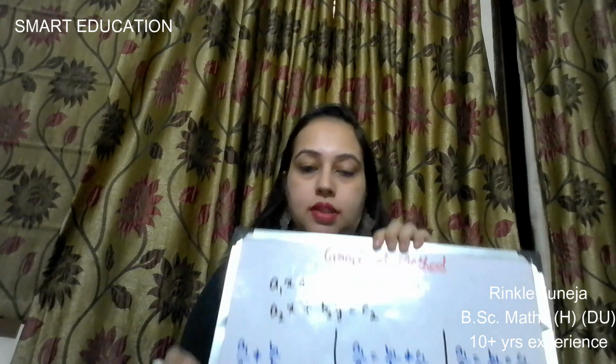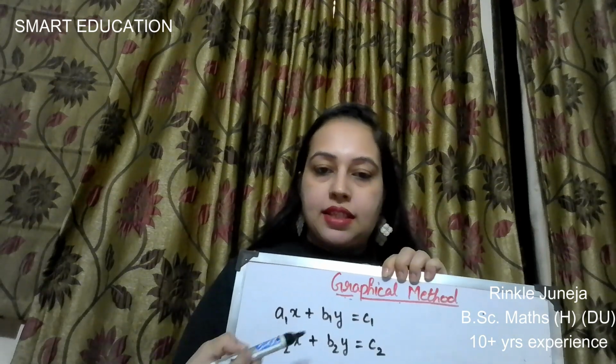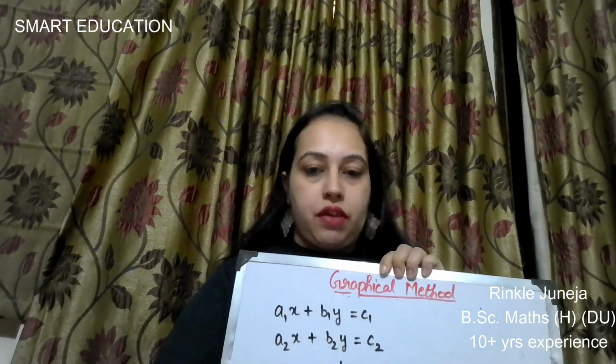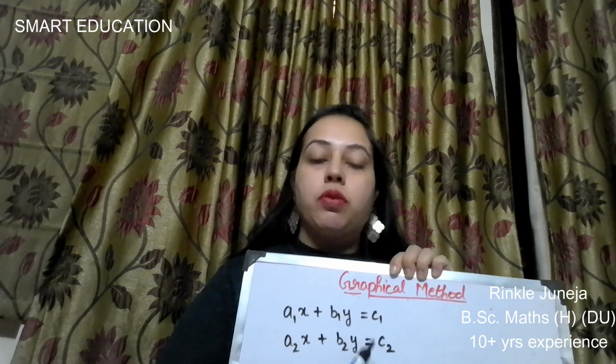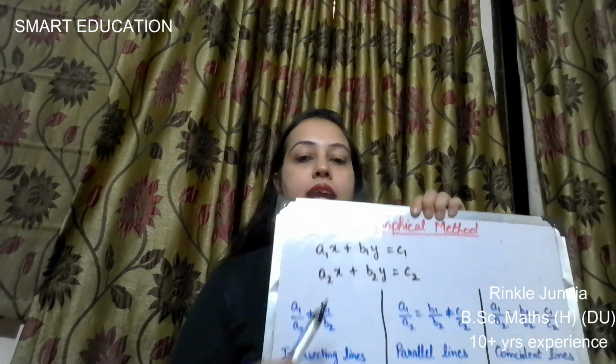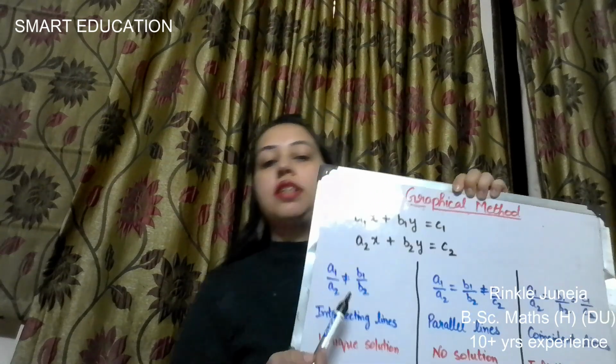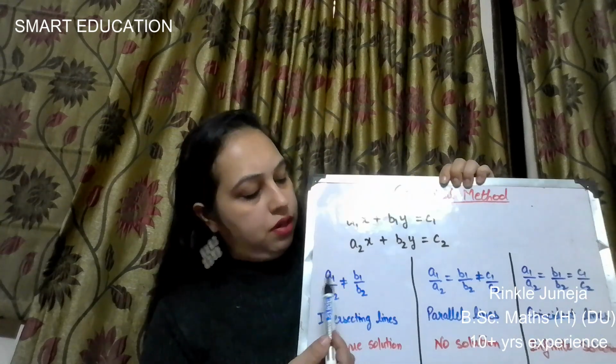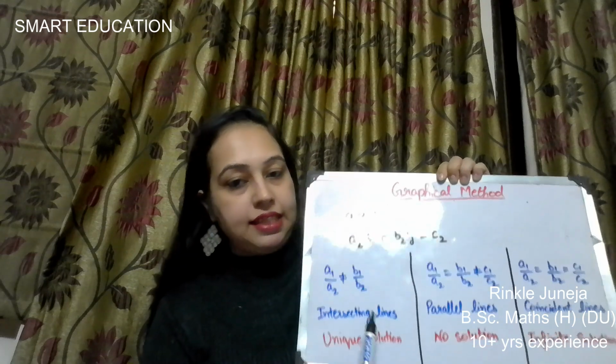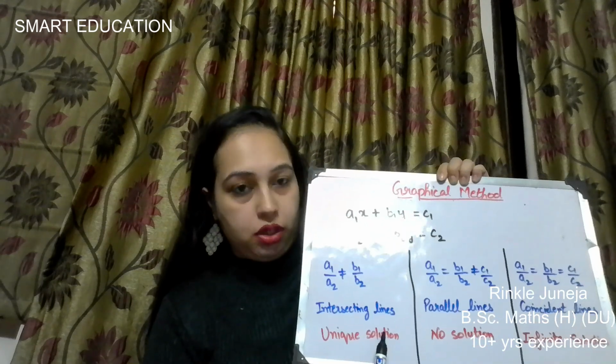In general, we can say that if we have two equations like a1x plus b1y equals c1 and a2x plus b2y equals c2, in this case, if the ratio of the coefficients of x and y is not equal, then they will be intersecting lines and we will get a unique solution.